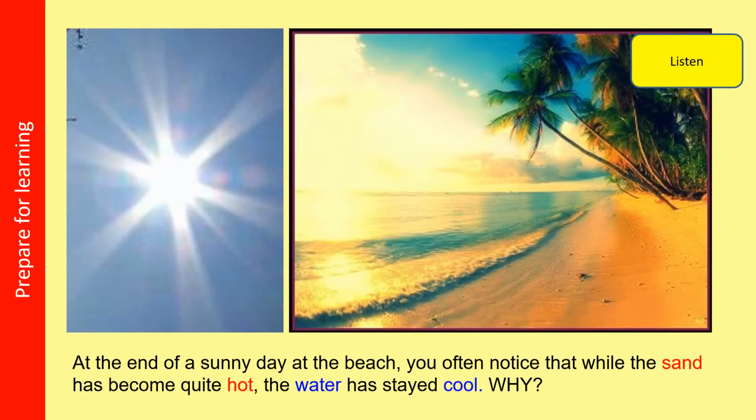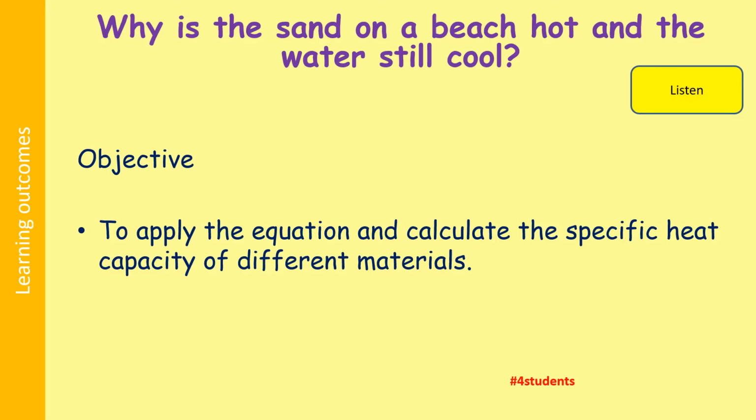In our last lesson, we looked at something called specific heat capacity. Now, this is the idea that different materials require different amounts of energy to raise their temperatures. And we use that idea to explain why we would choose certain materials to do certain jobs. By the end of this lesson, you should be able to apply an equation for specific heat capacity and calculate the specific heat capacity of different materials.